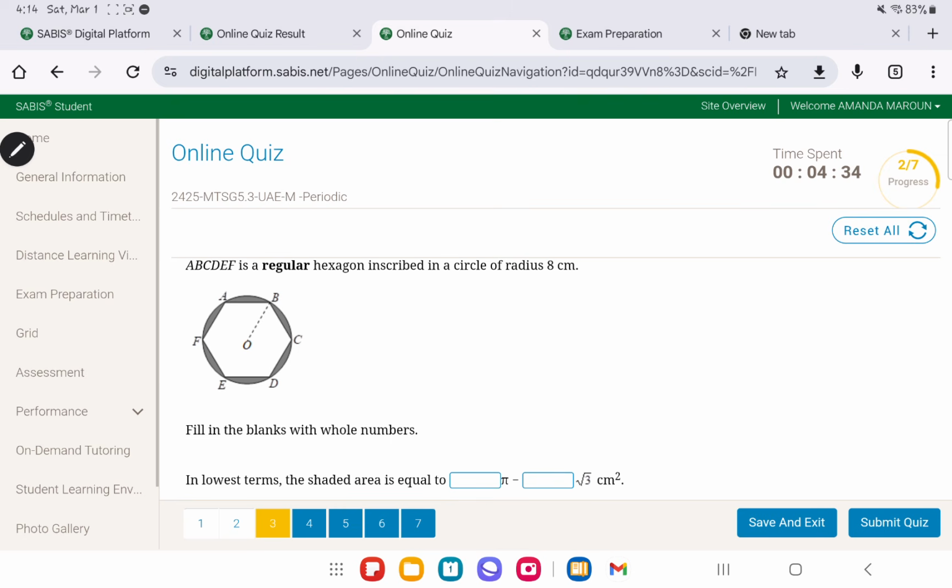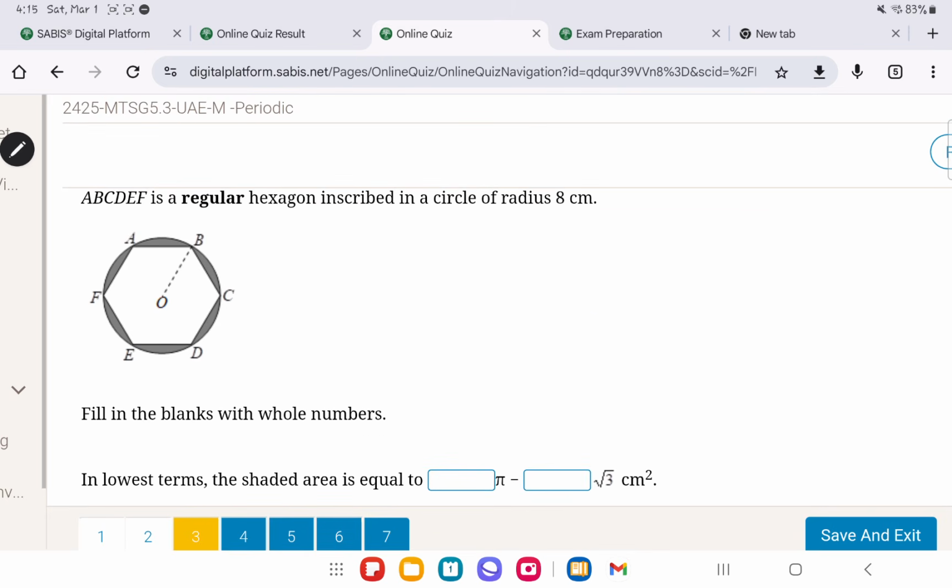Now here, this question seems complicated, but it's actually really simple. They told us ABCDEF is a regular hexagon inscribed in a circle of radius 8 centimeters. Look how the word regular is highlighted. You will see why we need to use it. They said, in lowest terms, the shaded area is equal to. Very simply, to find the shaded area, it is the area of the circle minus the area of the hexagon. Let me just draw a proper hexagon.